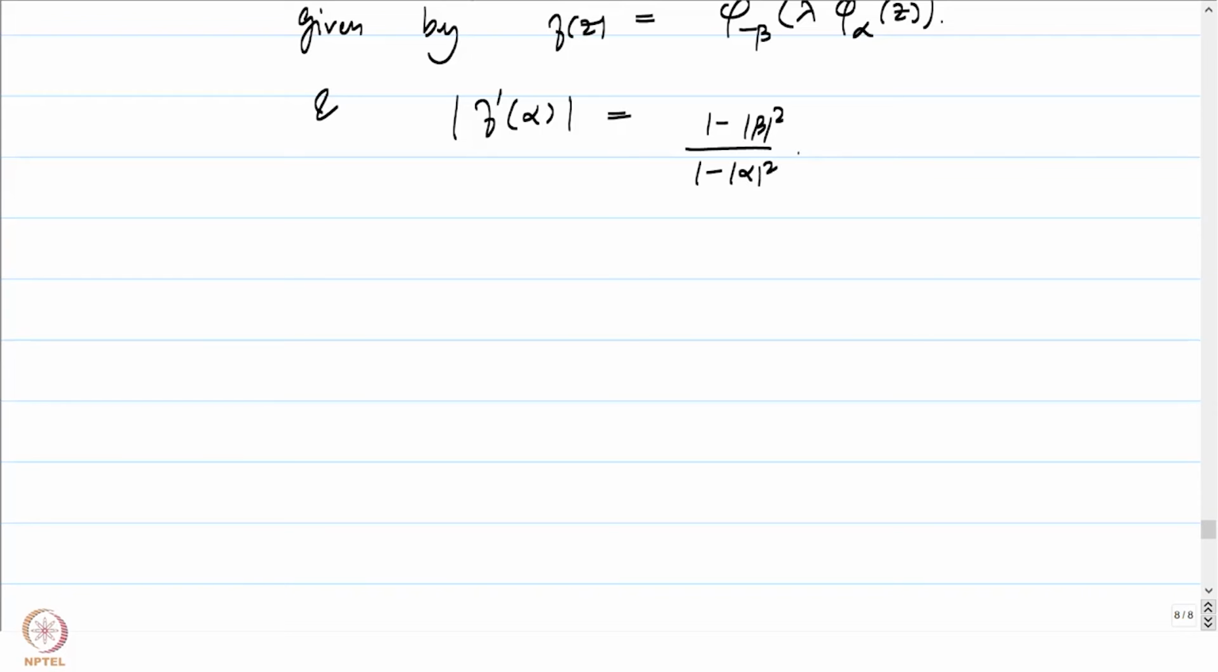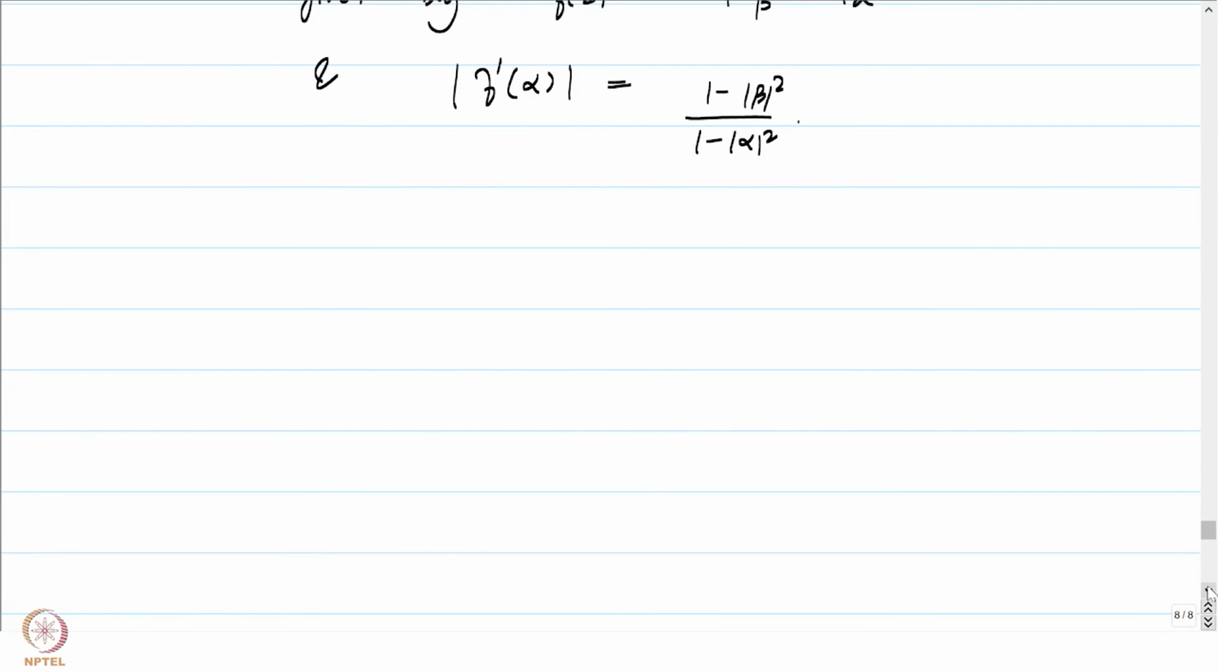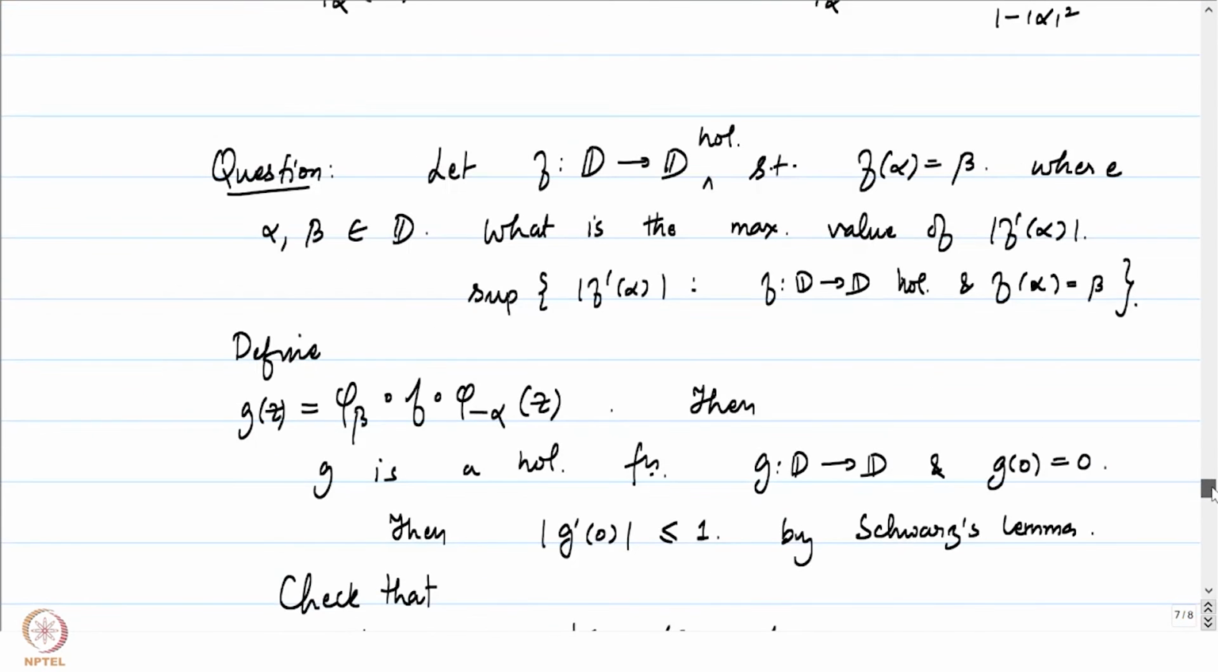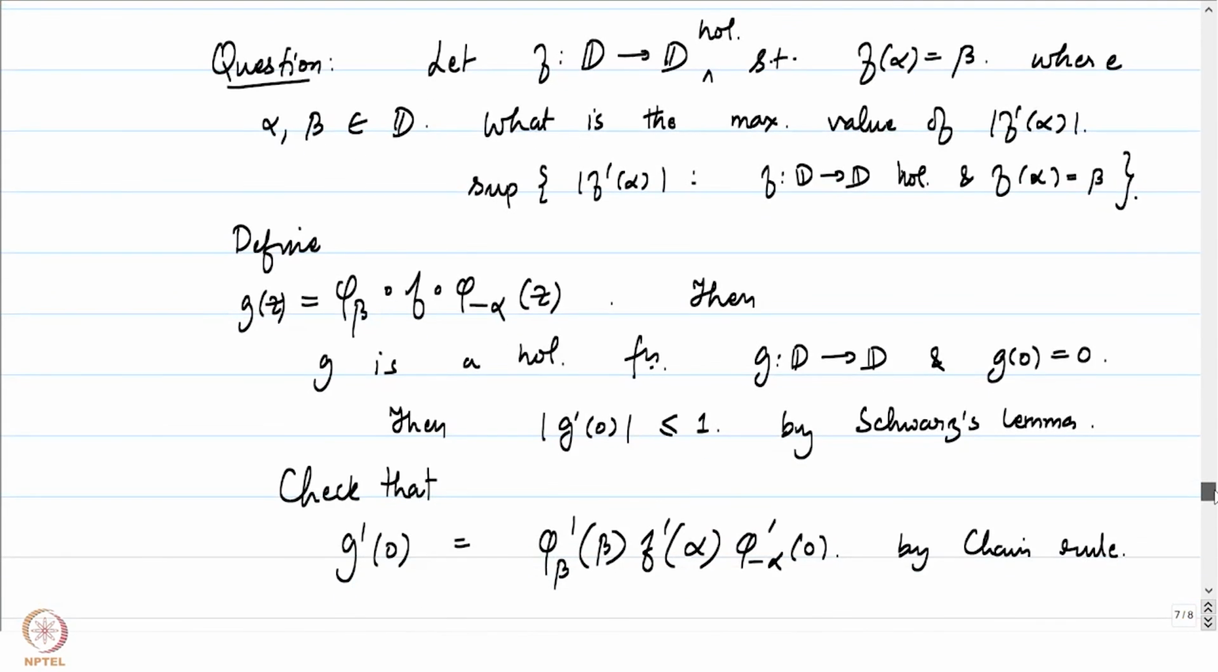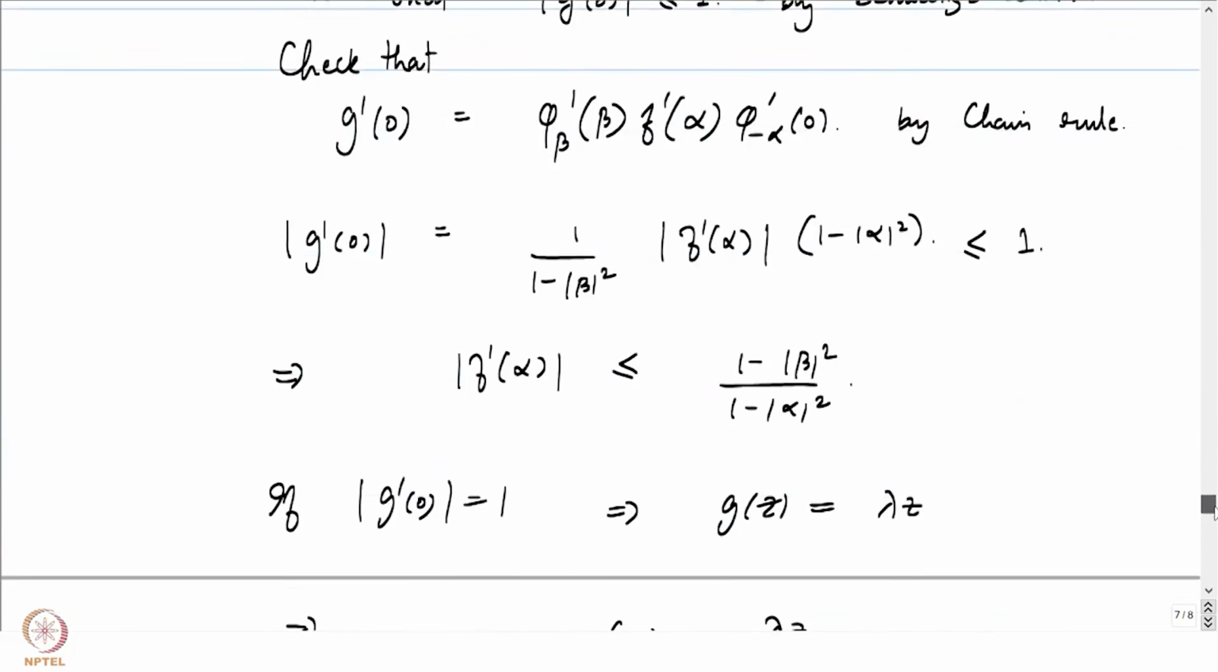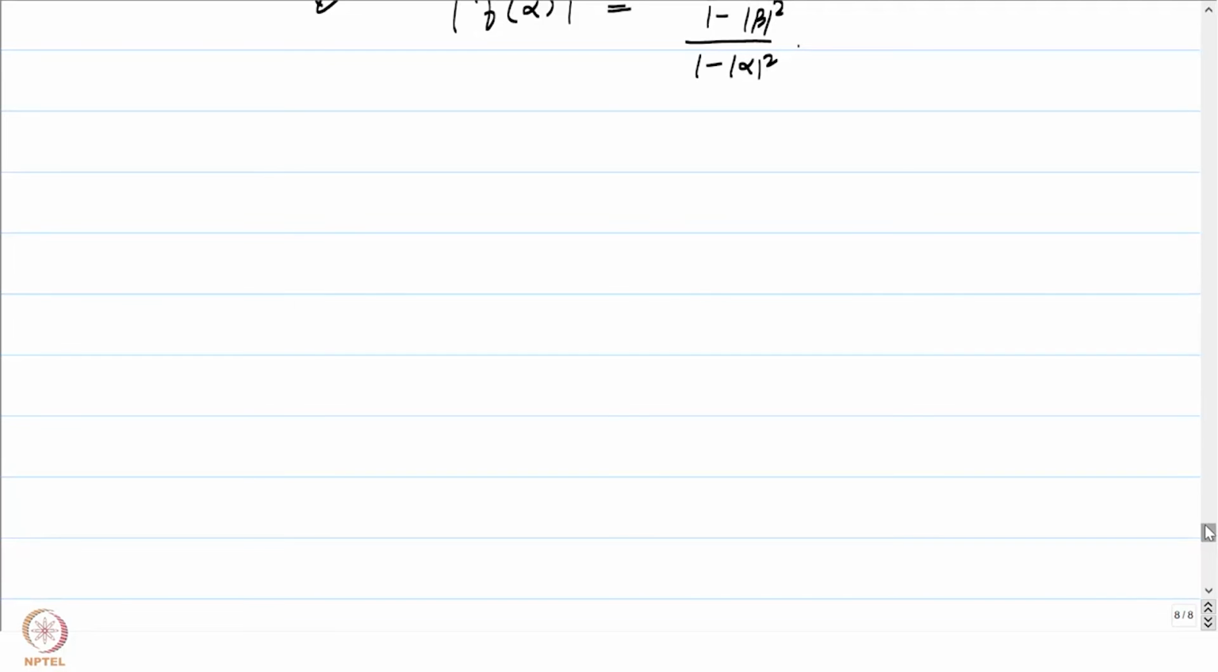So the maximum value that can be attained is hence equal to (1 - |β|²)/(1 - |α|²). So why did we go through this question of what is the maximum value that can be attained? The reason is that this is going to give us an answer on how to characterize all possible automorphisms of the unit disk. Let me write down a theorem.